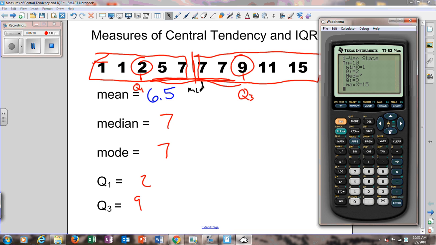And then the last thing you would have to know is the mode, which is just counting whichever one occurs the most number of times. So your calculator will tell you everything you need for measures of central tendency and IQR.